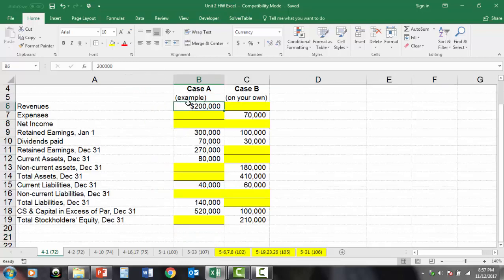So I've got revenues, but I don't have expenses and I don't have net income. You might be thinking, how could I figure net income if I don't have expenses? Well, we're going to have to piece it together. I have retained earnings, dividends, and the change in retained earnings over the year. So retained earnings actually went down by 30,000. I have current assets at the end of the year. All right, so where should I start?